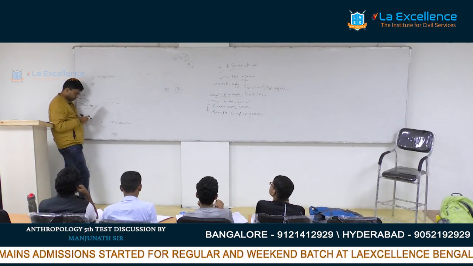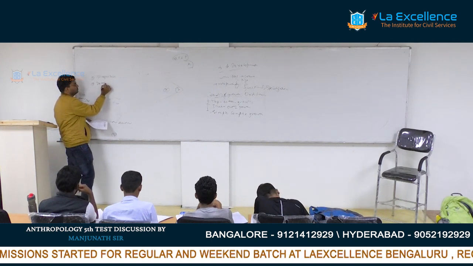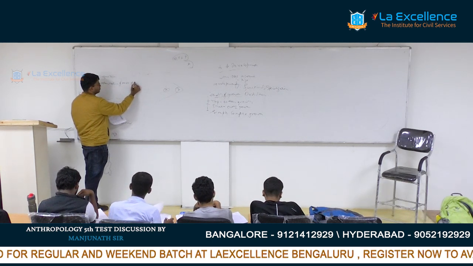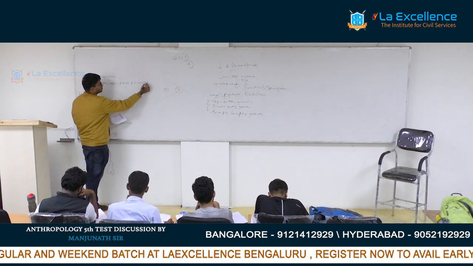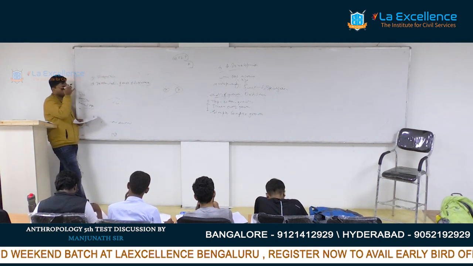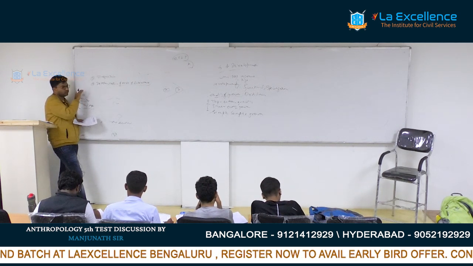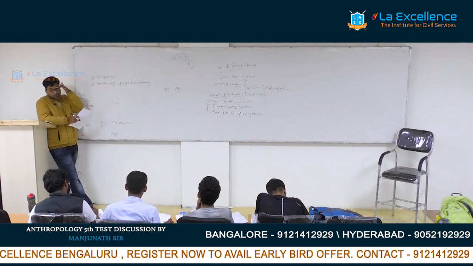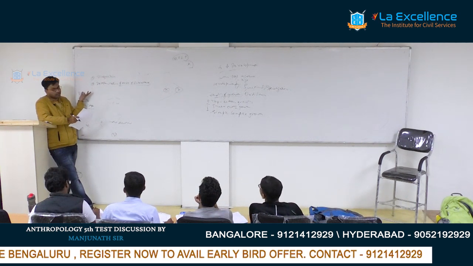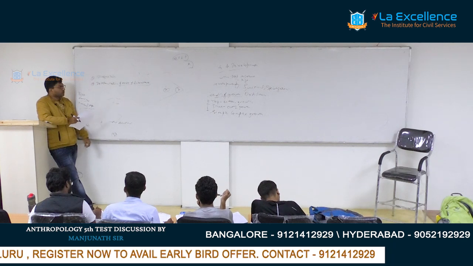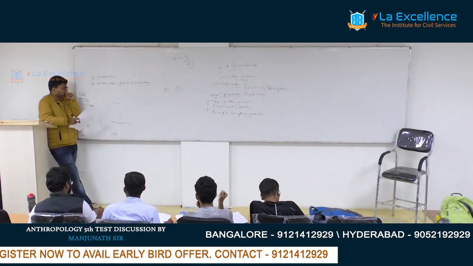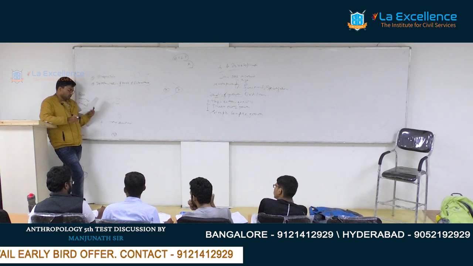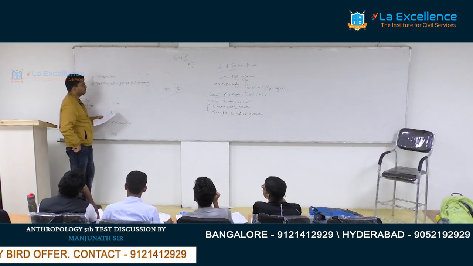Second step is determination of mode of inheritance. In the same pedigree tree, they can easily find out whether the inheritance is dominant or recessive, who is carrying or not. So what is the mode of inheritance, whether dominant or recessive? So that is determination of mode of inheritance.